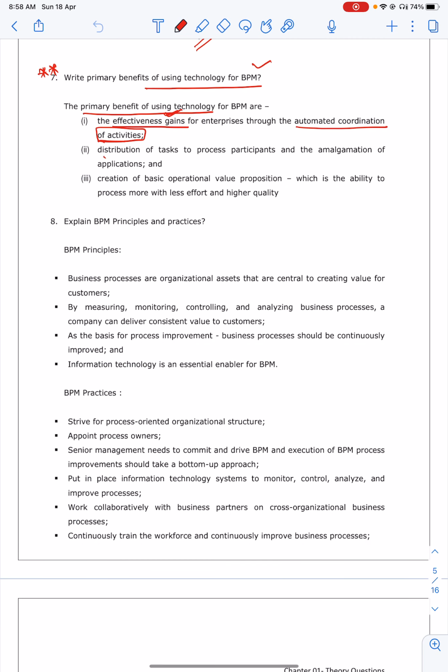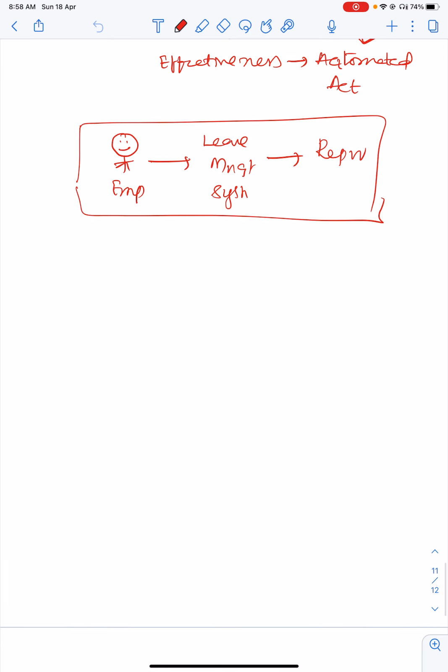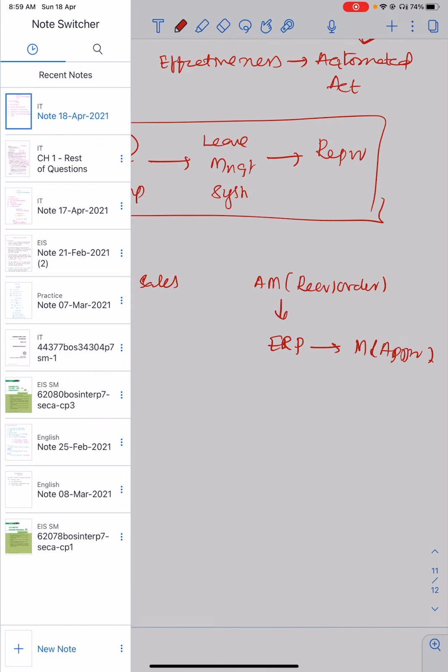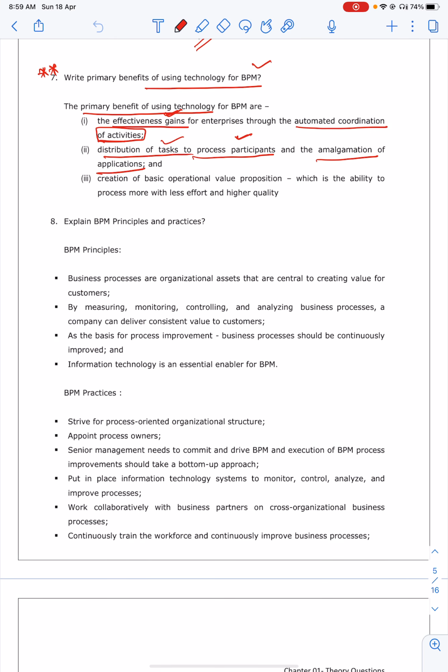And the next one, distribution of tasks to process participants and amalgamation of applications. It is very important. Distribution is based on role. This also I told you. Let us say in the sales department, an assistant manager receives an order and enters that order in the ERP. Once he enters the order in the ERP, the manager will approve it. So this is called distribution of tasks to process participants. There is an approval process.